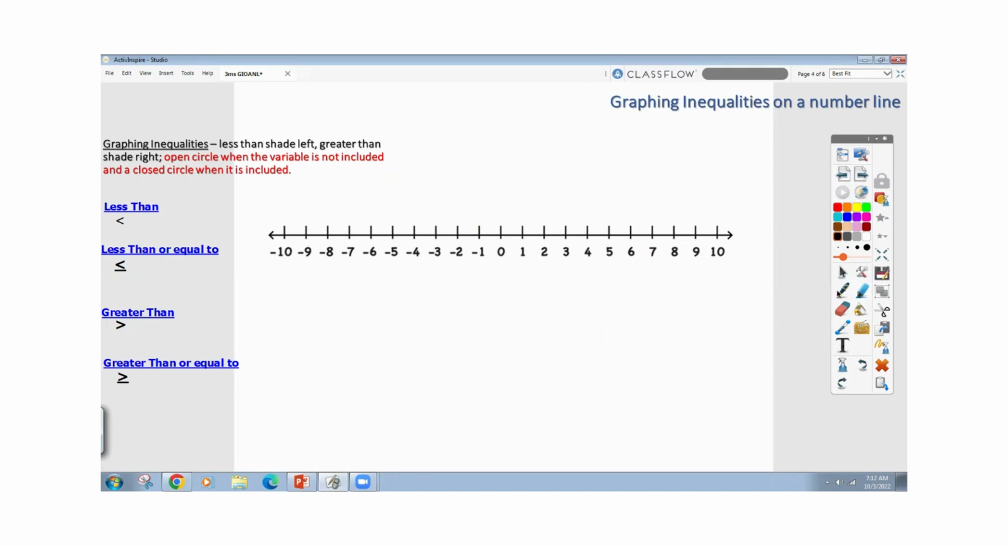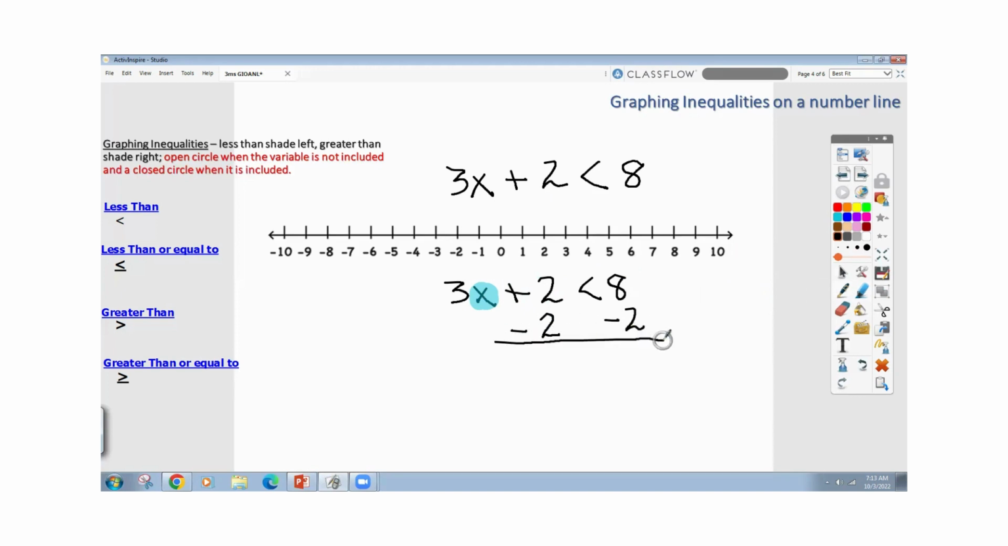One more example here. You may see something that says 3x plus 2 is less than 8. So I look at these inequalities the same way I would look at an equation. And what I'm trying to do is isolate the variable still. That means I want to take this letter and get it by itself by doing the opposite operations. So the first thing I would look at is this plus 2, and I would subtract 2 from both sides. This would cancel out, and I would be left with 3x is less than 8 minus 2 is 6.